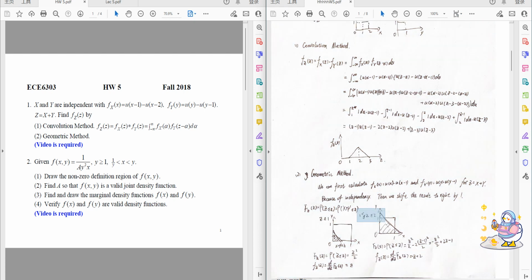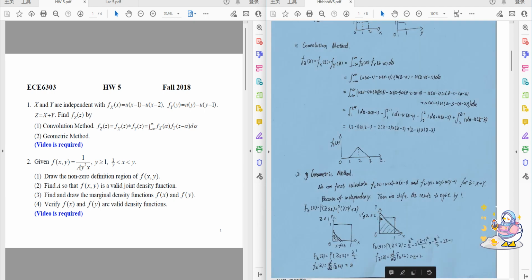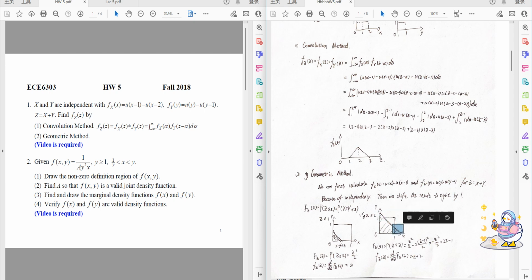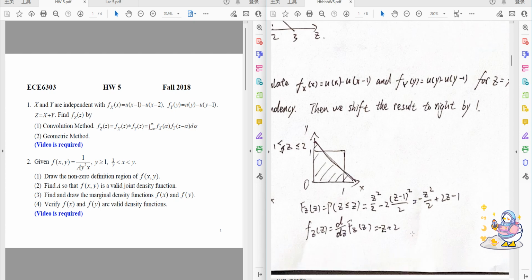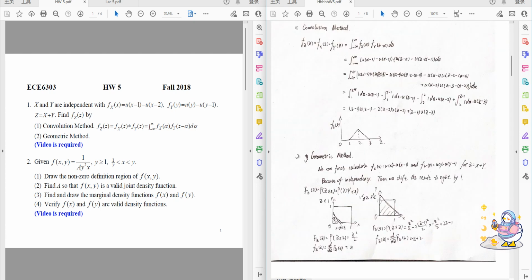And the second case is z between 1 and 2. Now it's a little bit more complex. It is the big triangle minus 2 little triangles. So we can get this and also do the differential. That is negative z plus 2. Okay, now we get them.